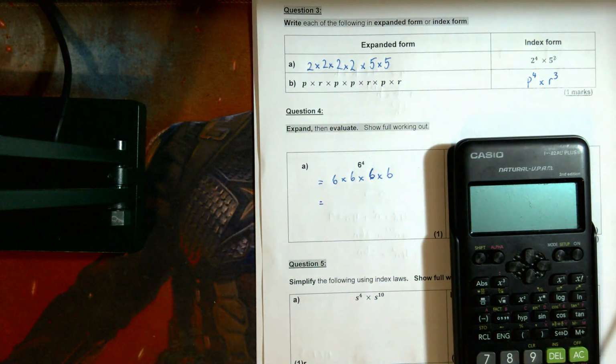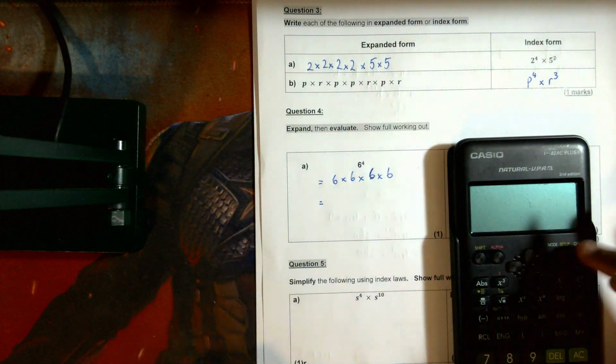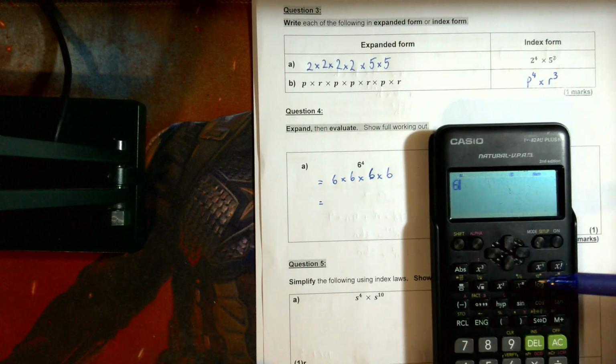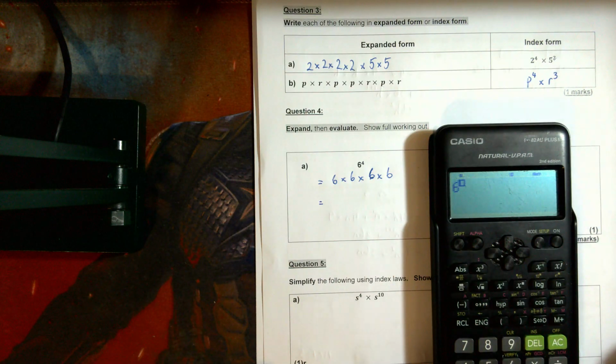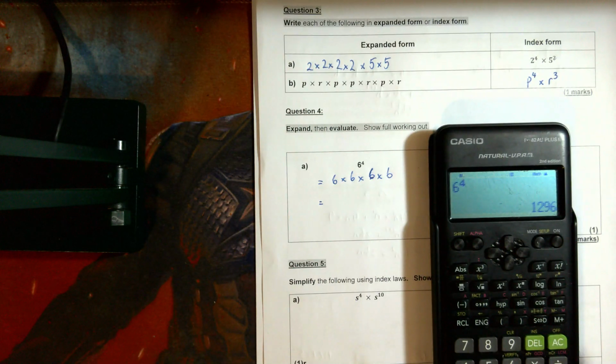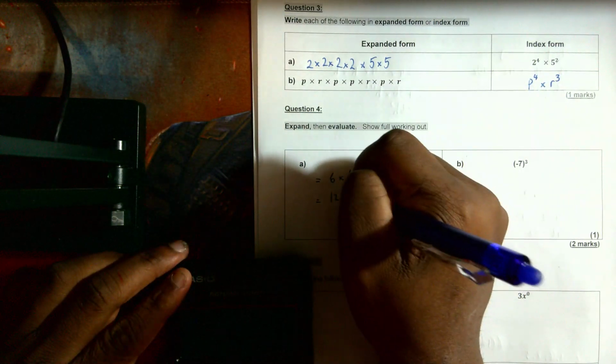Alright, so on your calculator, for those of you who don't know, the power of any number is that button there. So if you press that, you'll get a box. You're going to put 4 in there, hit equals. So 1296 is our answer to that question.